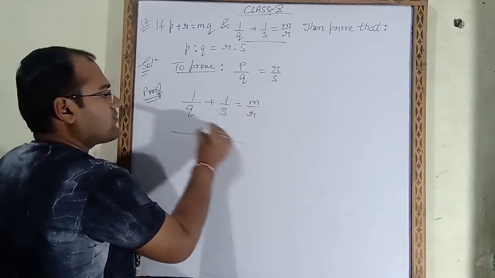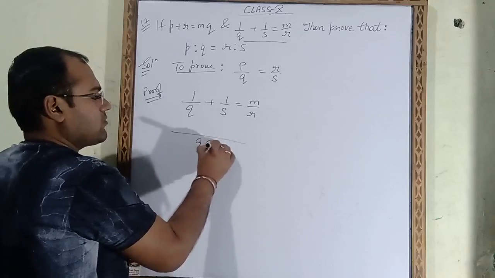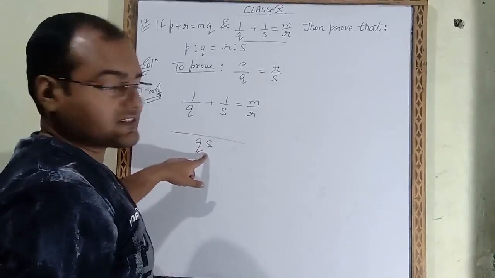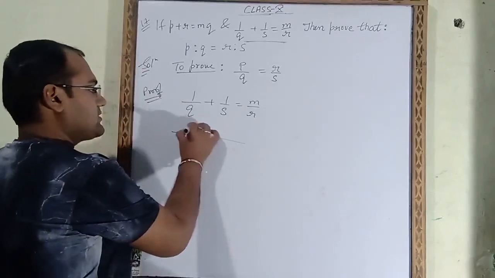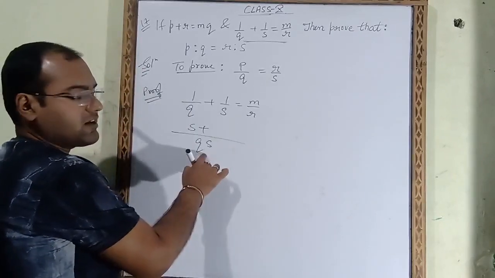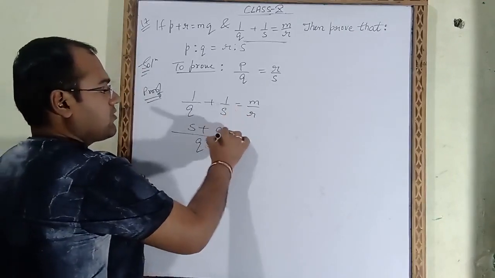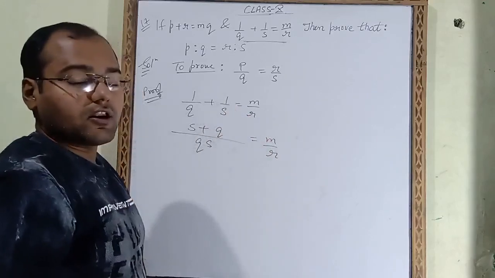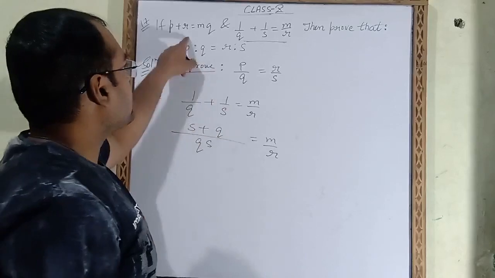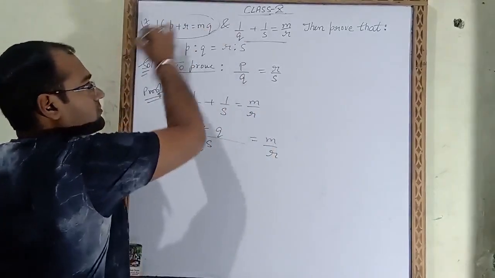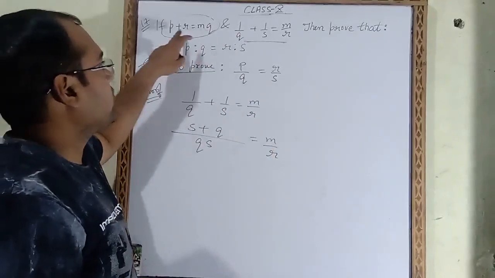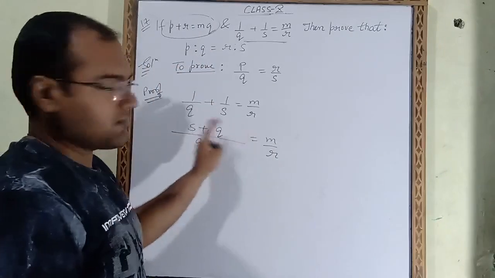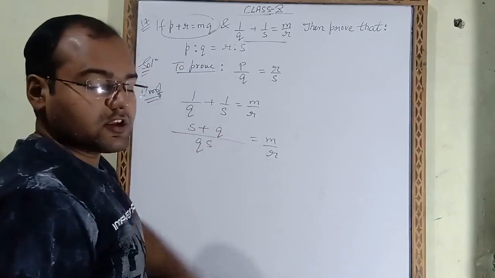Now what you have to do? You have to find the LCM of q and s. LCM of q and s will be qs. In the q table, qs will come s times. That s into 1, s. In the table of s, it will come q times. q into 1 will be q, is equal to m upon r. Now what will be the next step? We have not used this term. It is given mq value is p plus r. mq is not coming here anywhere. So what will we do?